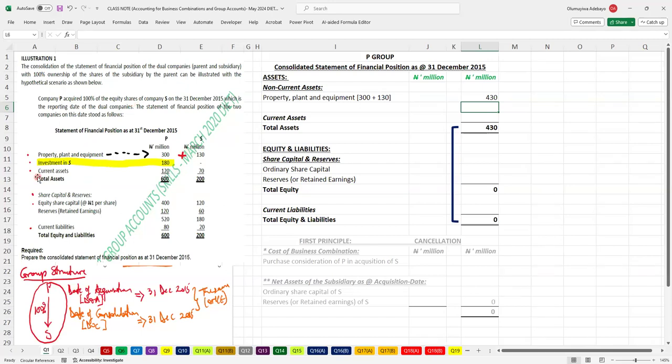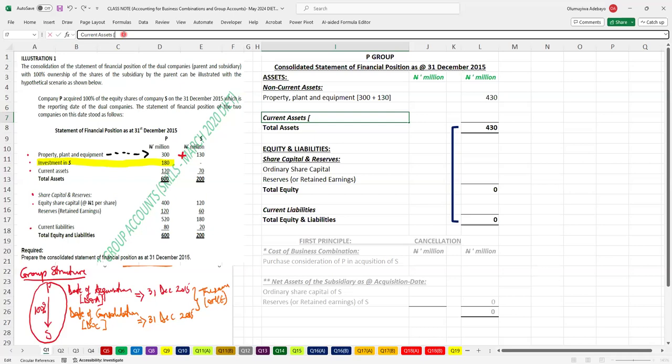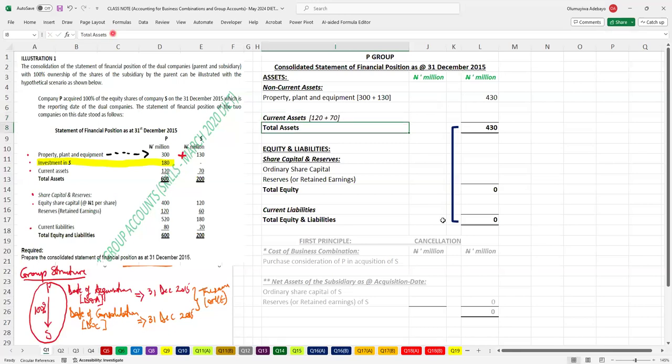Next is current assets. My current assets for the parent is 120, for the subsidiary is 70. Therefore, I'll come here, current assets, 120 and 70. And what does that signify? That means all other things being equal, my total assets is 620. But we still need to answer a question. Why are we ignoring investment in S? We'll come back to that.